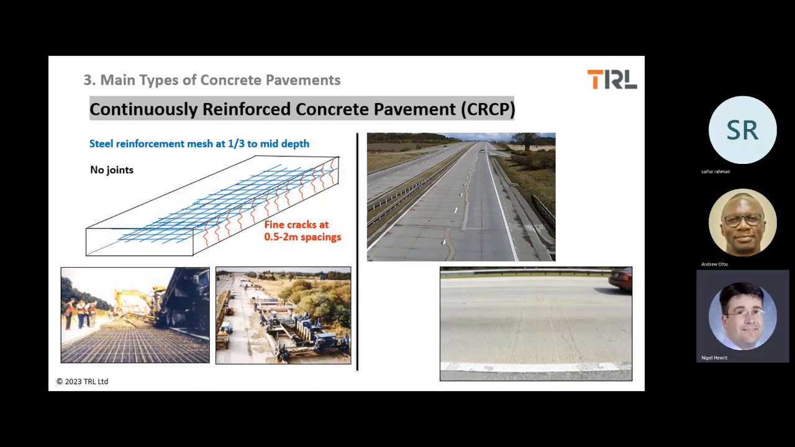So if you're standing on a concrete road, you won't see any joints every 5 metres or every 25 metres. You'll just see continuous concrete with fine cracks in it. So the cracks are meant to be there. It's not a problem. They're held together by the steel reinforcement.